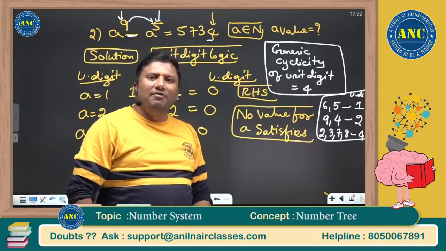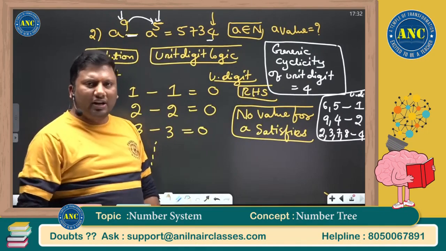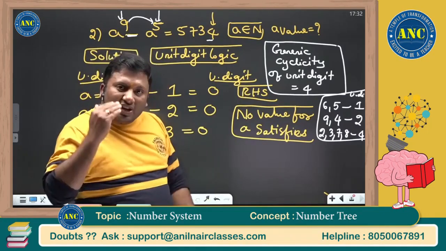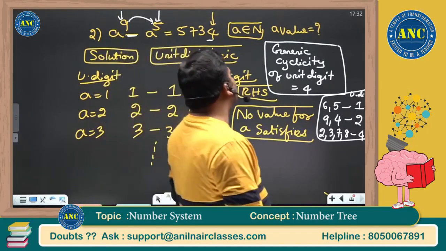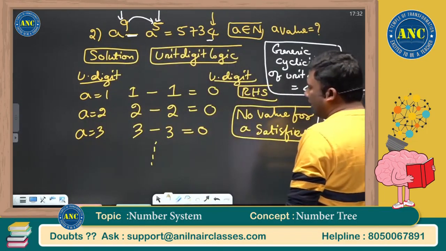I will solve some very, very high quality questions on unit digit as the class progresses. Generic cyclicity for the unit digit of any number is 4.